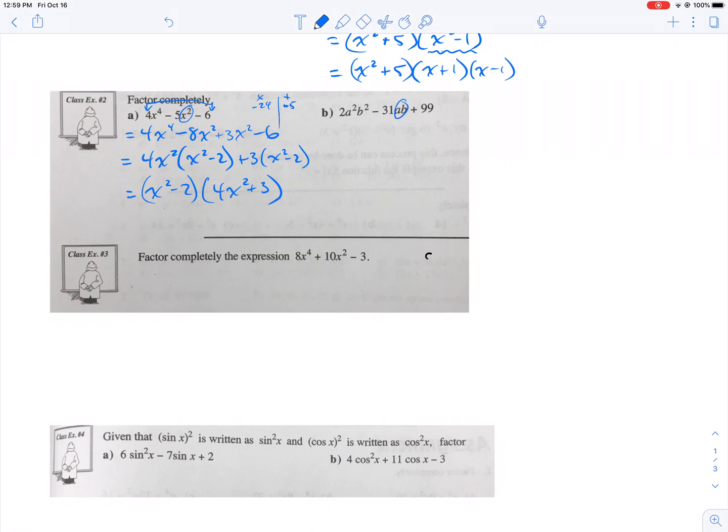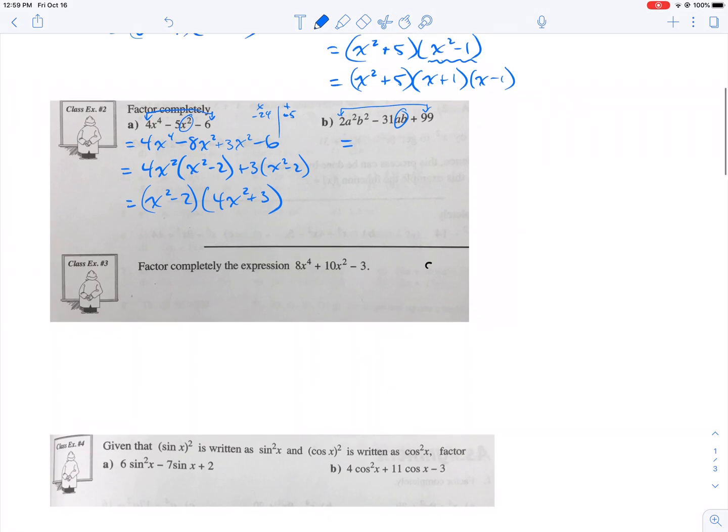Here I've got two different variables. So that would be like my x, and then my x squared would be a squared b squared. So again, this is 198. What multiplies to get 198 and adds to get negative 31? So I'm going to have two negative values. So let's see if we can figure that out.